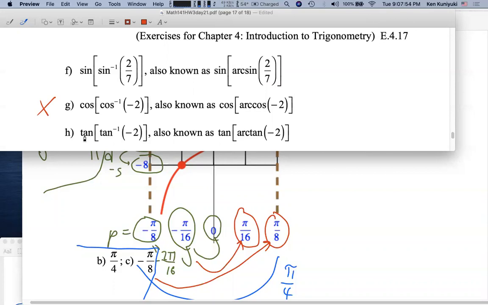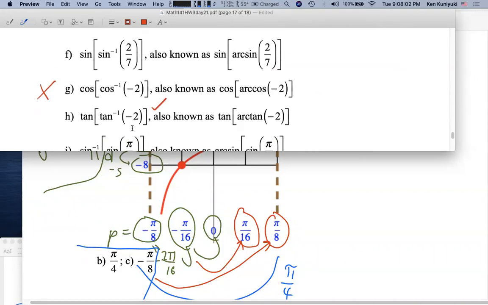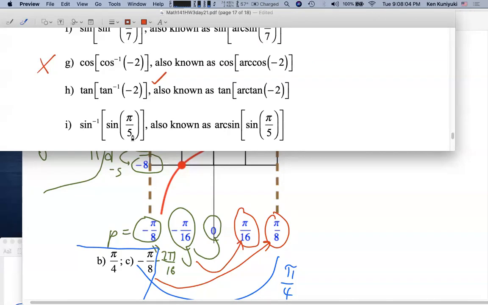But -2 asks tangent, hey, am I in your range? Tangent says, yeah, I'm liberal. Every real number's in my range. We're good. We're defined. We're not undefined. Here, sine of pi/5, that's legit. Pi/5 asks inverse sine, am I in your range? Yes, you are. Pi/5. That's good.